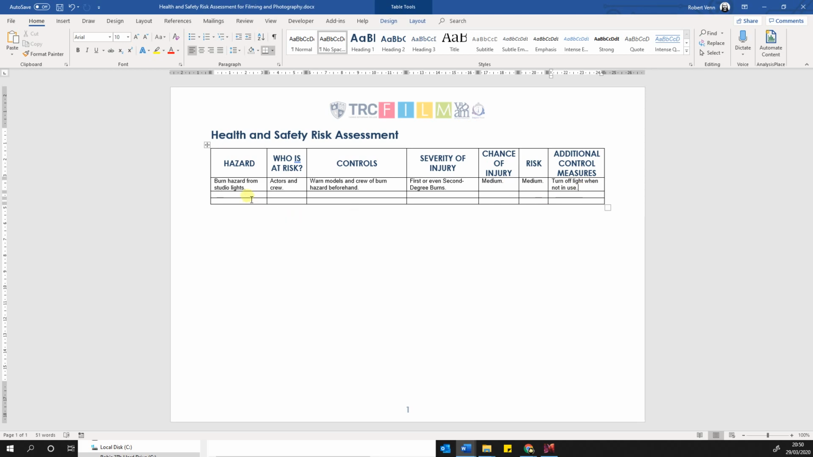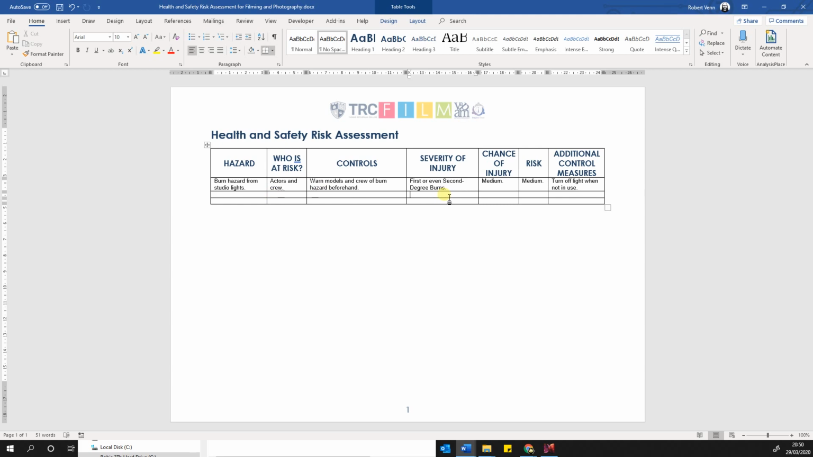So you've got to look at where you're filming and think what the potential dangers are. Classics will be trip hazards, for example, tripping over trailing wires or uneven ground. It could be dangers associated with, in this sequence, my actor's going to be running. Well, there's a hazard. They might fall over. Who's at risk? The actor. Controls. Tell them not to fall over.